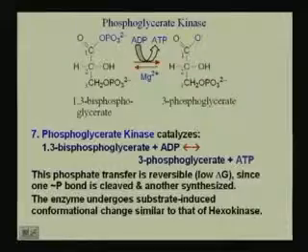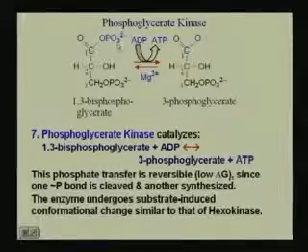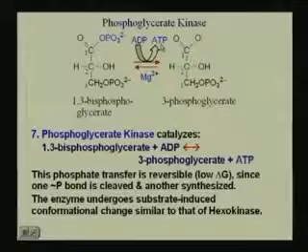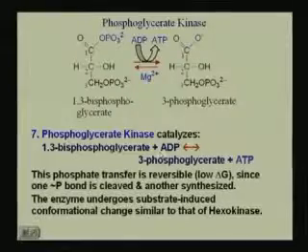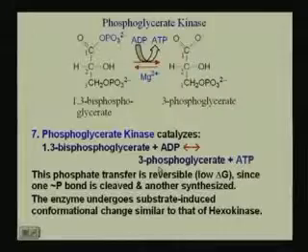And in the next step, we lose the phosphate to ADP, which produces ATP, and we have 1,3-bisphosphoglycerate plus ADP go to 3-phosphoglycerate plus ATP.